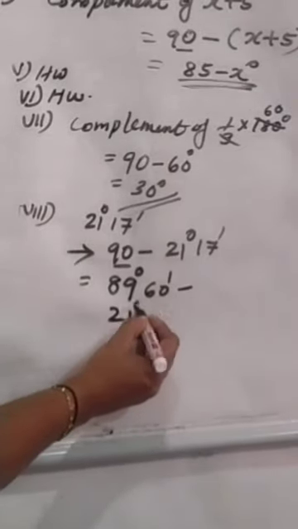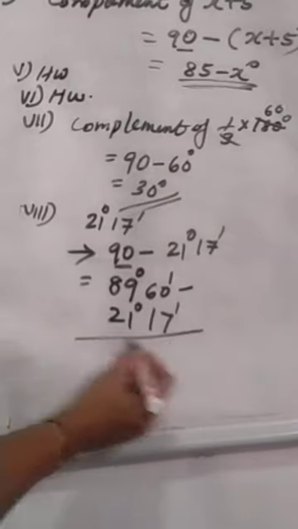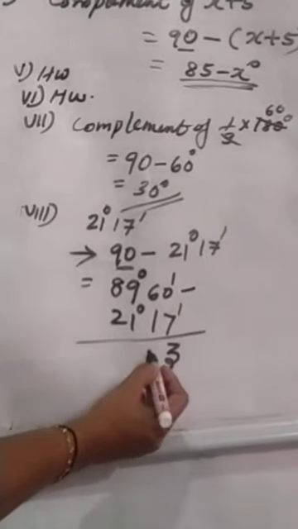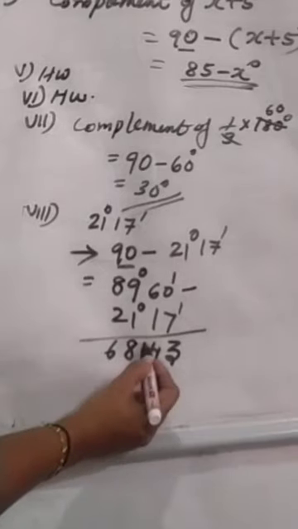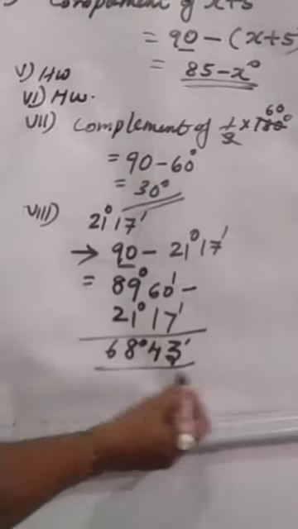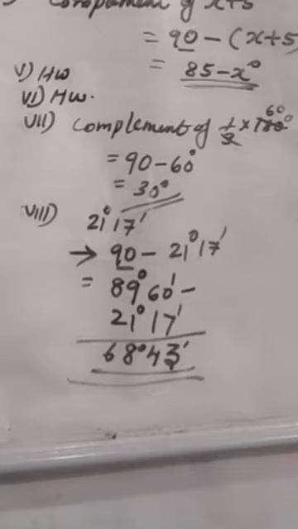Minus 21 degree 17 minutes. So subtract it. So that is 68 degree 43 minutes. This is the solution.